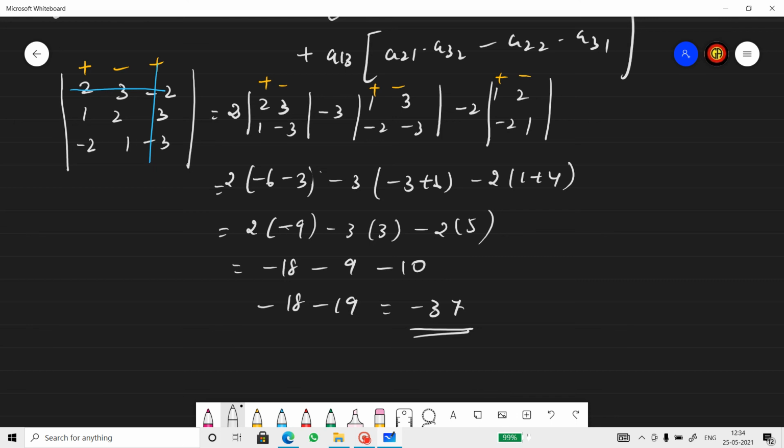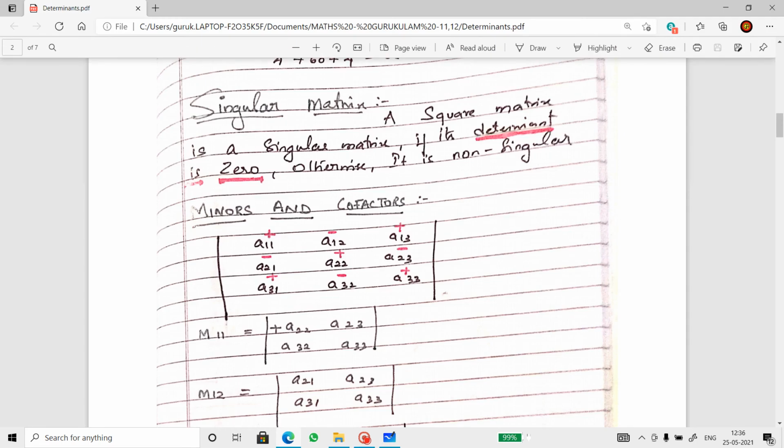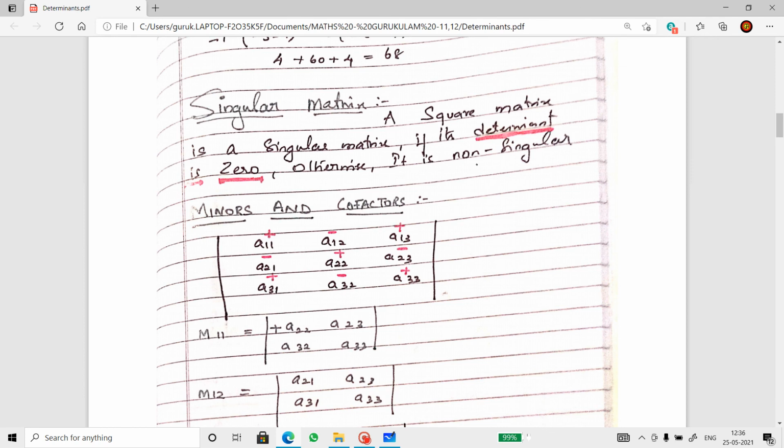So this is how we find the determinant for a 3 by 3 matrix. Singular matrix: a square matrix is singular if its determinant is 0. Otherwise, it is a non-singular matrix. So you all know how to take the determinant now. If the determinant is 0, we call that matrix a singular matrix. Otherwise, it's a non-singular matrix.